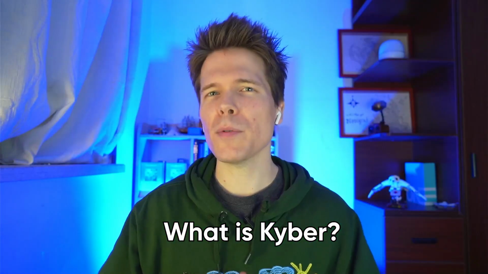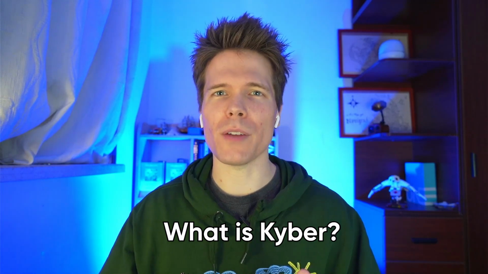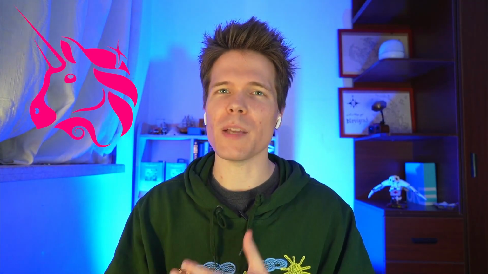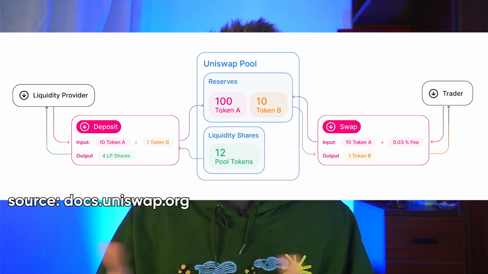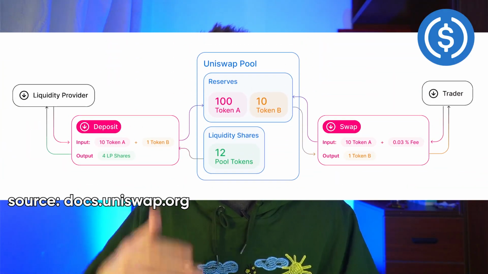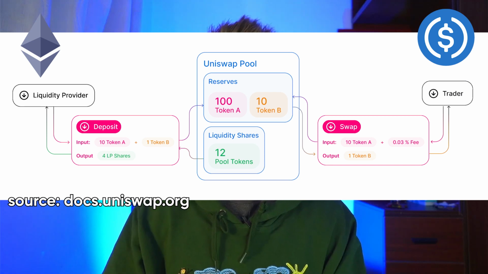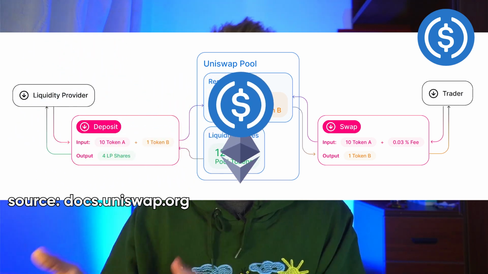The Kyber protocol is an on-chain liquidity platform that allows fast, non-custodial token exchanges via aggregated liquidity reserves. Perhaps the best way to explain how Kyber works is to compare it to Uniswap. Uniswap utilizes liquidity pools to enable token swaps. So if a user wants to swap USDC for ETH, their funds are routed via the USDC ETH pool.